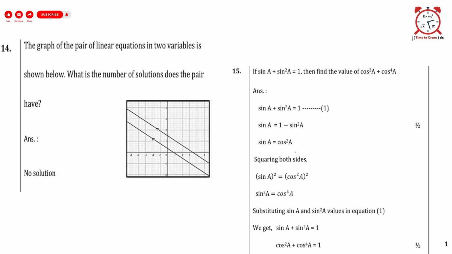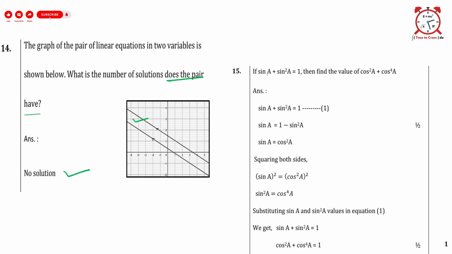Next question, the graph of a pair of linear equations in two variables is shown below. What is the number of solutions the pair has? So here it is very clear that the lines are parallel. So that is why there is no solution. So the answer is what? Very simple. No solution. They are not meeting with each other. So the answer is no solution.